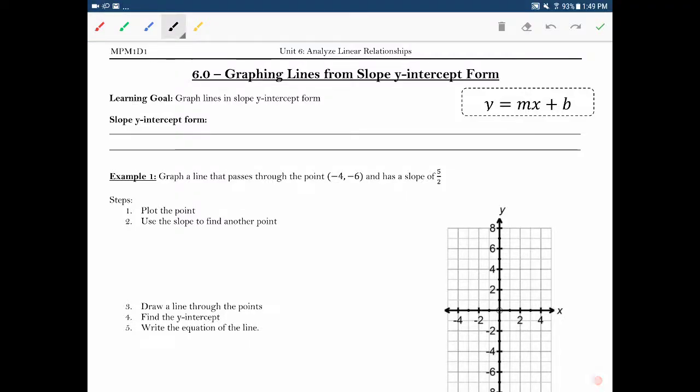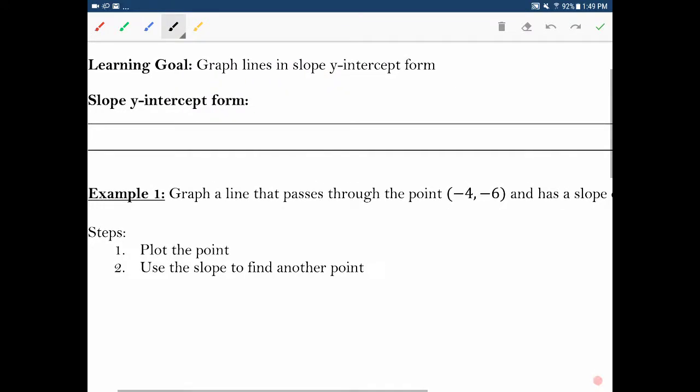Hey guys, today we're going to take a look at graphing lines from slope y-intercept form. Now this is lesson 6.0 because we have talked about this in the previous unit, but it is extremely important moving on into this new unit. So first of all, we're going to recap what slope y-intercept form is. This is the equation of a line.